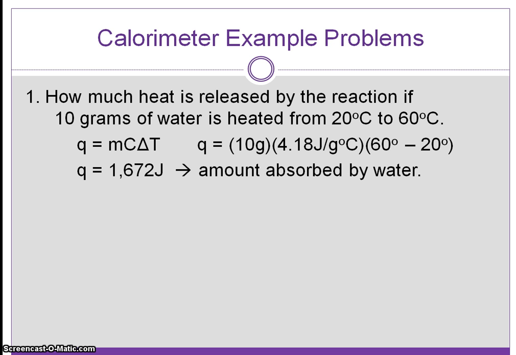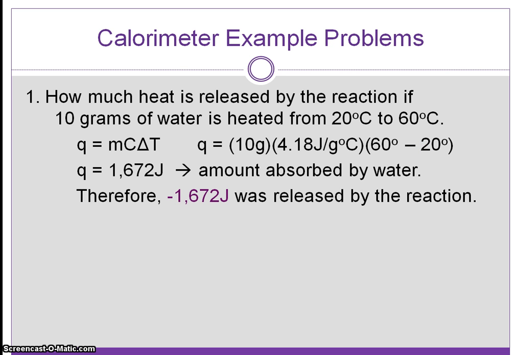But that's not what the question asked for. The question said how much heat was released by the reaction. So the idea is that the amounts of energy are the same. They're both 1672 joules, but to show that it's released by the reaction, you're going to put a negative in front of it. And that negative just means that it's being given off. It doesn't mean less than 0.